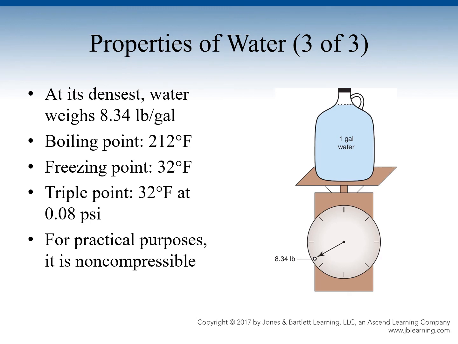And at its densest, water weighs about 8.34 pounds per gallon, and this is where we get the 8.3, basically, for our water weight per gallon. Boiling point we know is 212 degrees Fahrenheit, and the freezing point of water is 32 degrees Fahrenheit. Triple point: 32 degrees Fahrenheit at 0.08, or 8 hundredths of a psi. For fractional purposes, it is non-compressible.